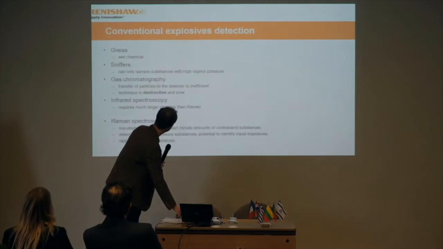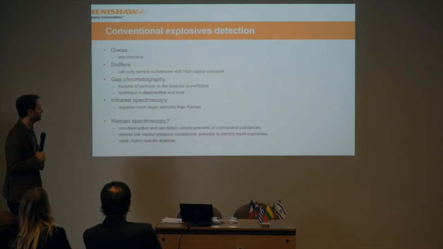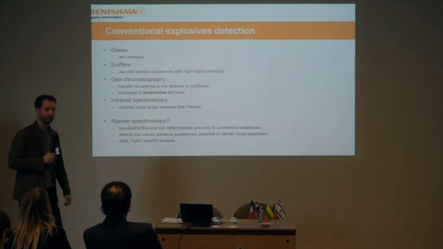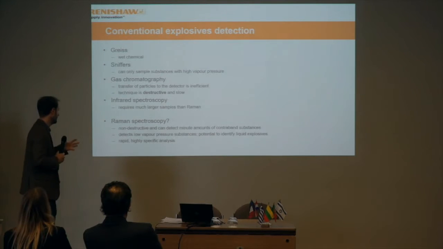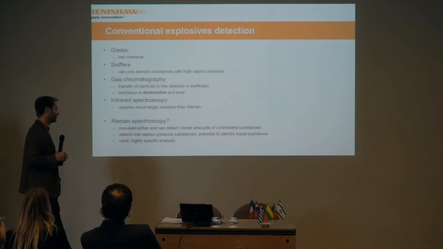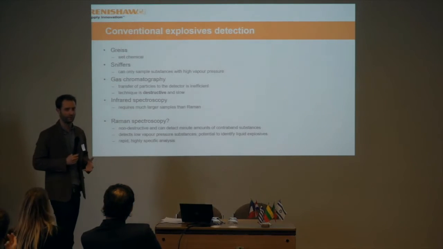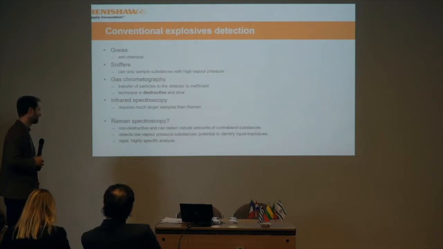I'll go quickly because I think I'm running out of time. So the conventional explosive detection methods, well, there's GRICE, which is quite old-fashioned now. Nobody's using that. There's gas chromatography, which is obviously destructive. There's infrared. There's Raman spectroscopy. Raman spectroscopy has the advantage of being non-destructive, so it keeps the integrity of your evidence, and it can detect rather rapidly now different amounts of contraband substances.